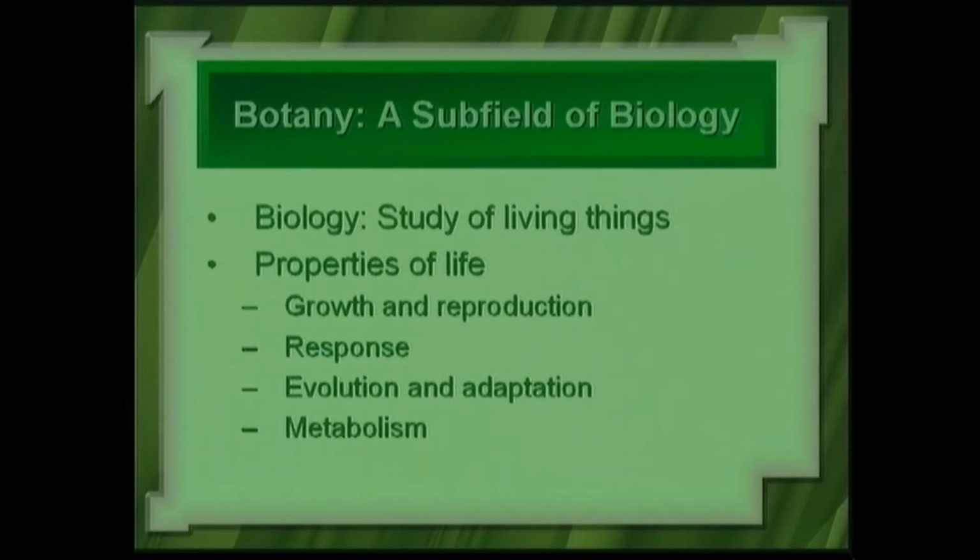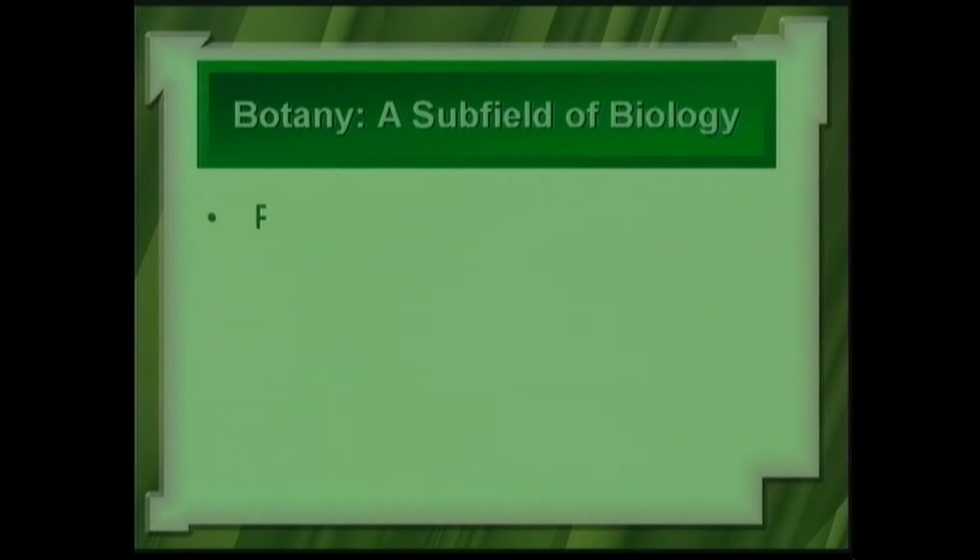Another thing that plants have is metabolism. Okay, what is metabolism? The metabolism that plants have includes all the different chemical reactions that go on in the plant, including photosynthesis and respiration, two main parts of metabolism that happen in plants, all right.